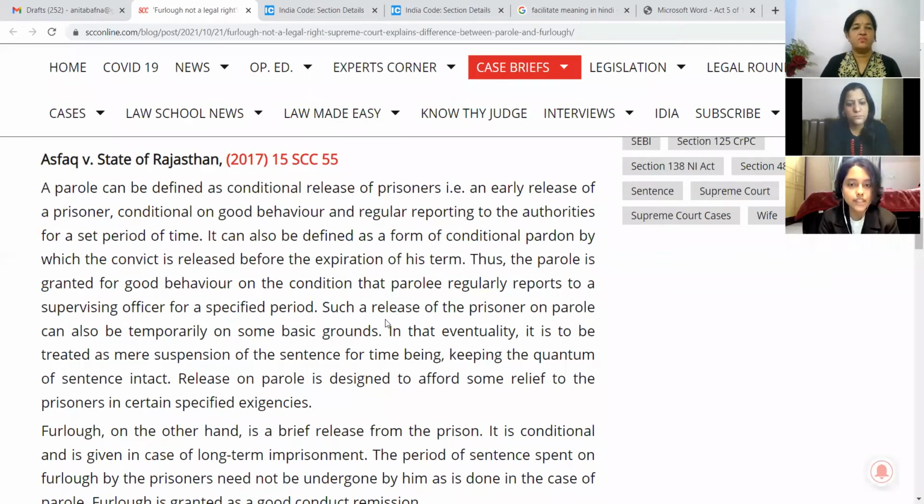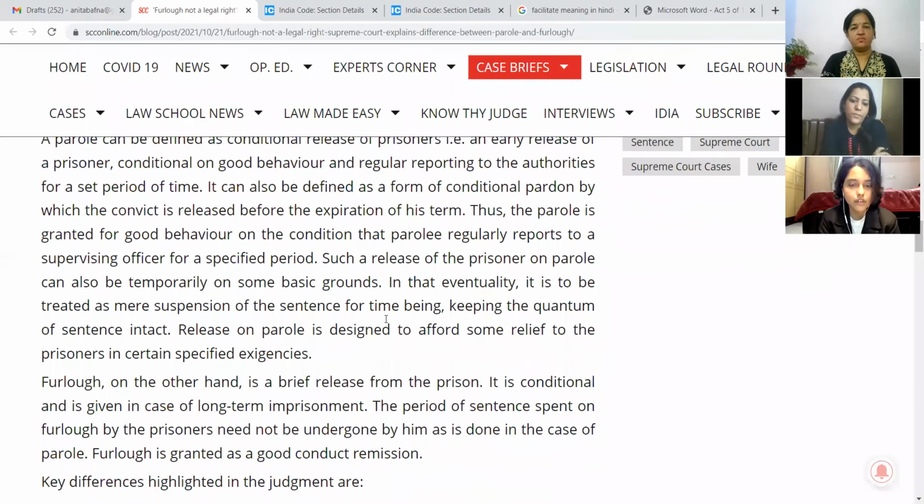Such a release of the prisoner on parole can be granted temporarily on some basic grounds. In the eventuality, it is to be treated as mere suspension of the sentence for the time being, keeping the quantum of sentence intact. Release on parole is designed to afford some relief to the prisoner in certain specified exigencies.